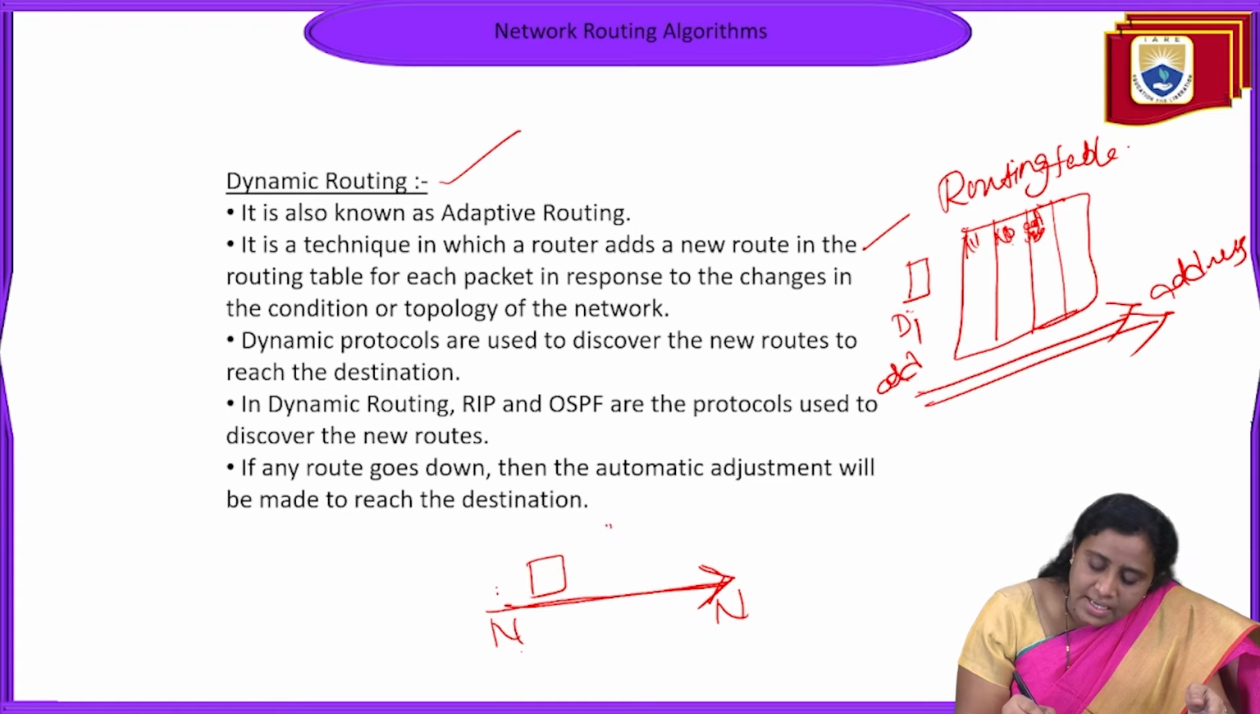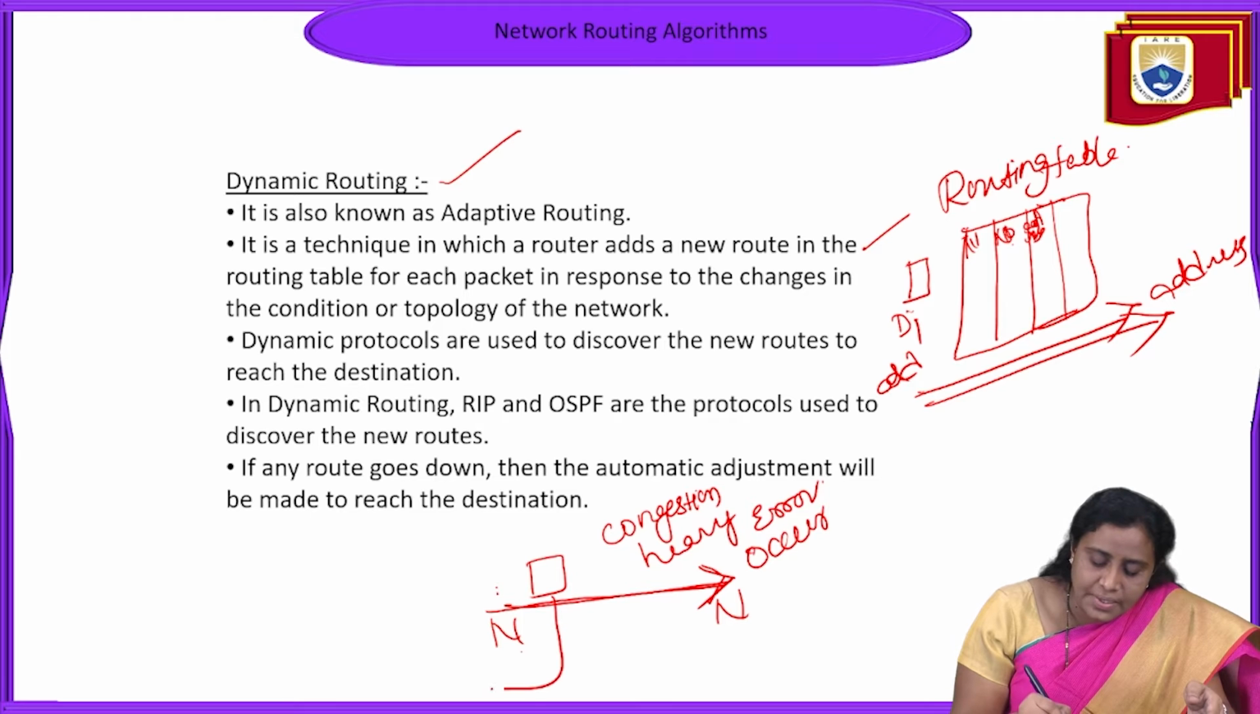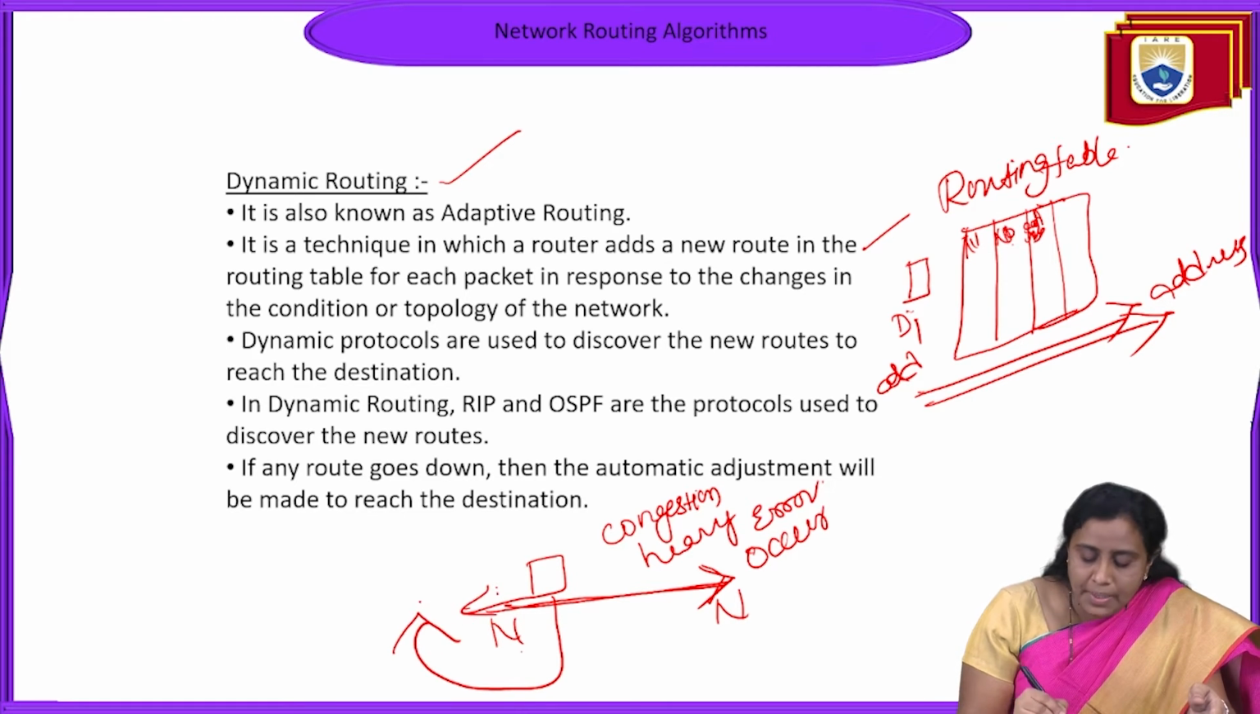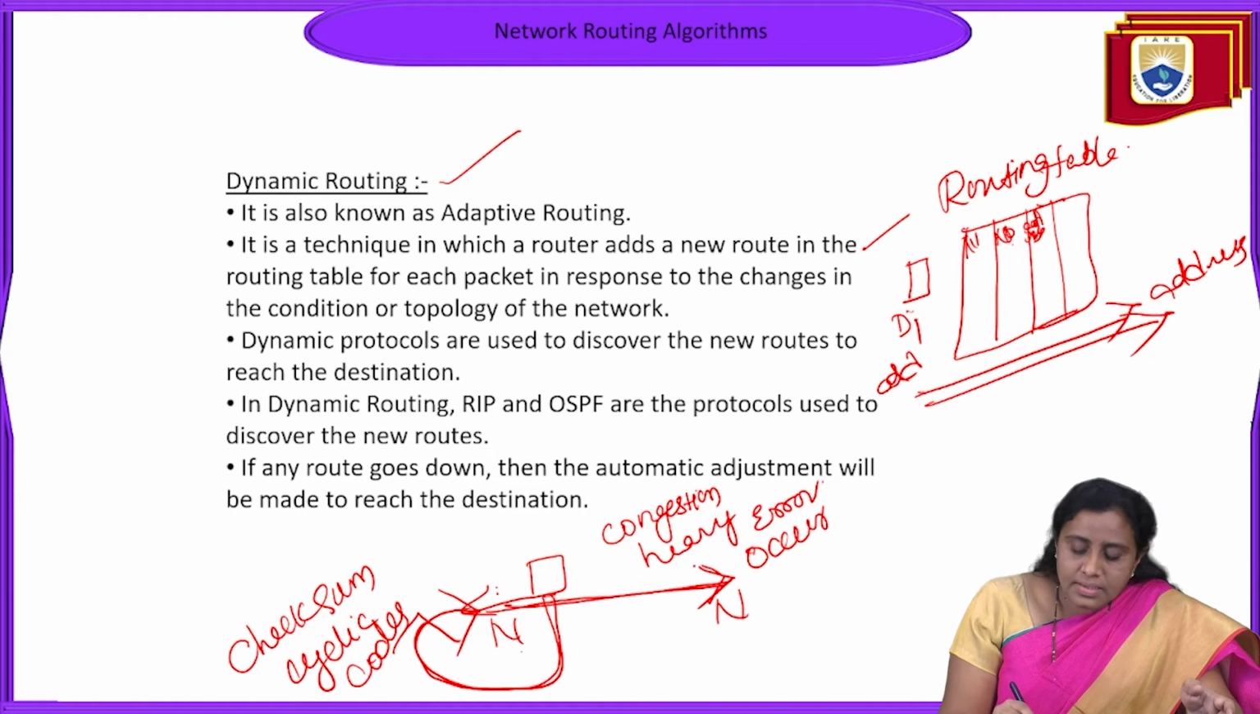That means if there is any congestion, or heavy traffic, or if an error occurs, then immediately the data packet will be discarded and it goes back to the original sender. The sender can check it by means of checksum detection techniques or cyclic codes. Only then will it restart or retransmit the same packet.